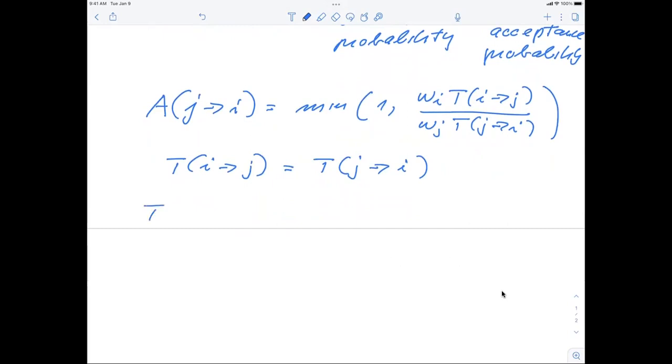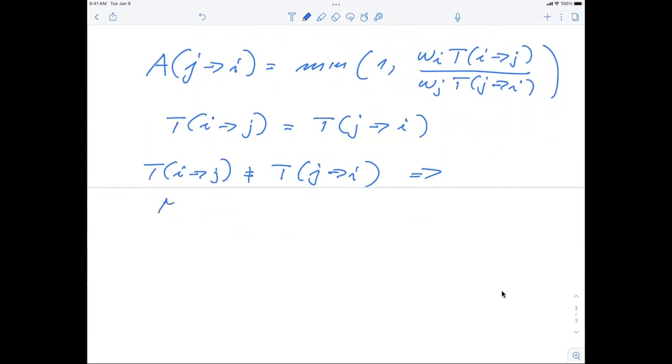So we are going to assume now that T of i going to j is different from T of j going to i. And that leads normally to what we call the Metropolis Hastings algorithm, where we have to evaluate or have a model for this transition probability.